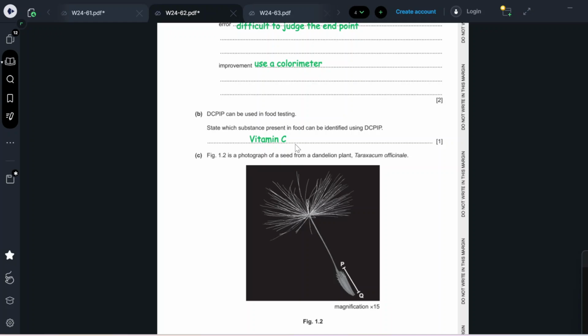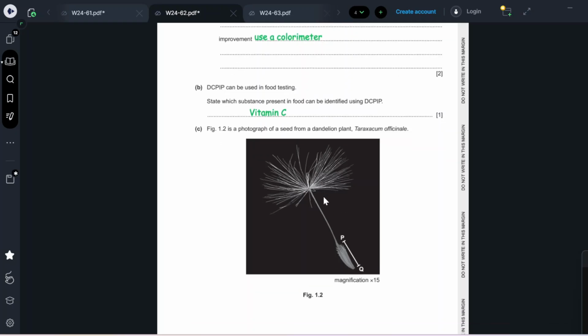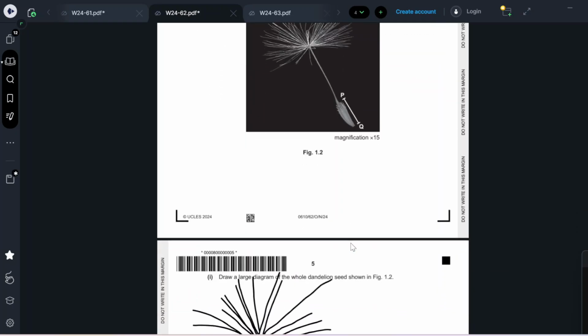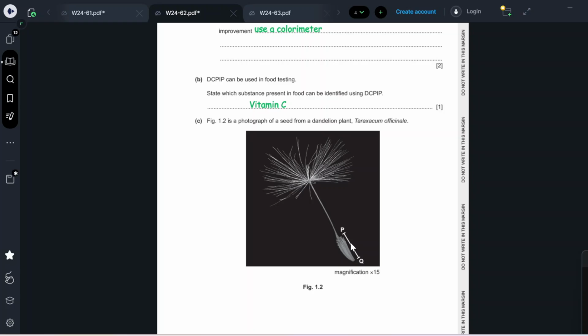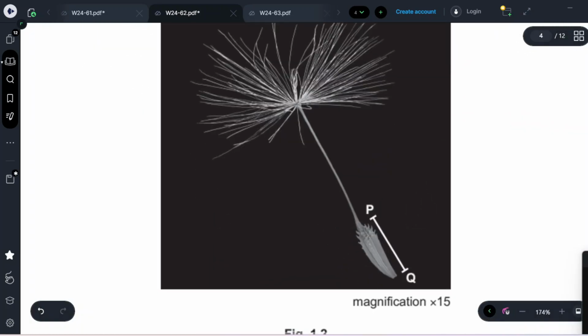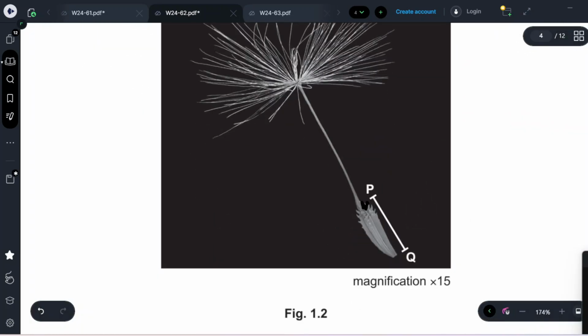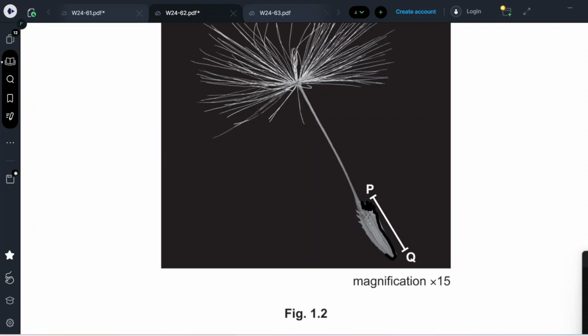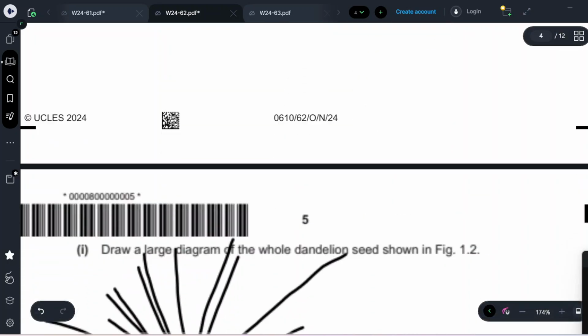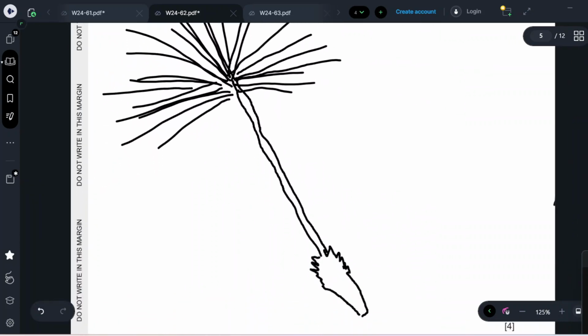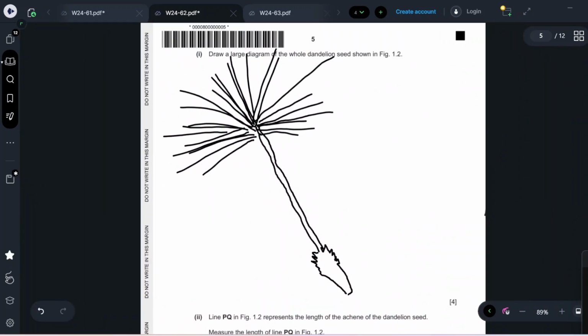Figure 1.2 is a photograph of a seed from a dandelion plant. Dandelion plant. Okay. Draw it. I will draw the outline. If you have a zigzag outline like here, zigzag, and then straight, zigzag, and then a stalk, very thin, and then hairs at the top. Okay? This is how it should be.